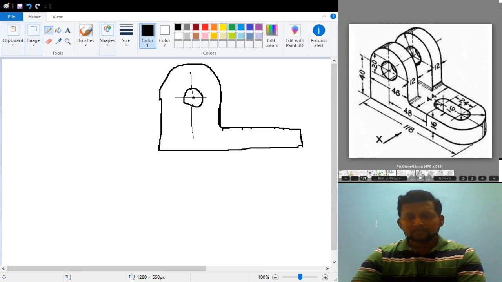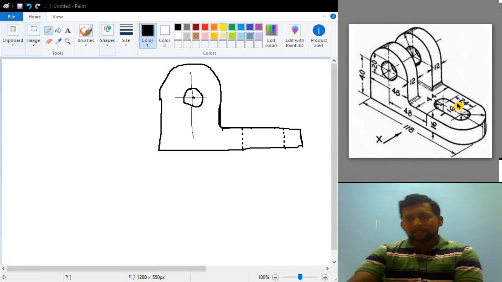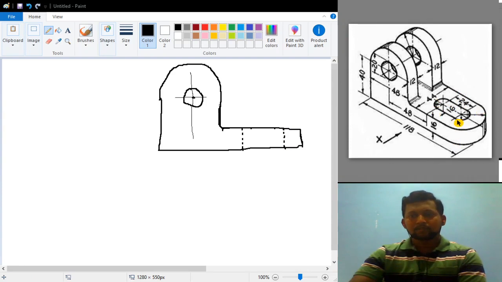For this you have to provide dotted lines like this. If you provide the dotted lines like what I am doing now, these dotted lines are for this hole, which we are not able to see in the front view. So with this I think the front view is completely done.